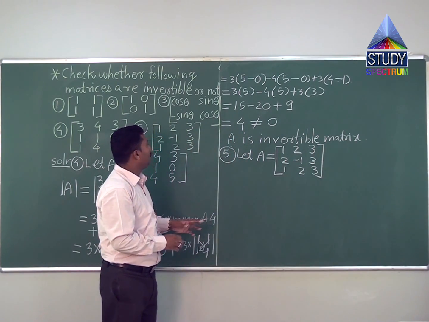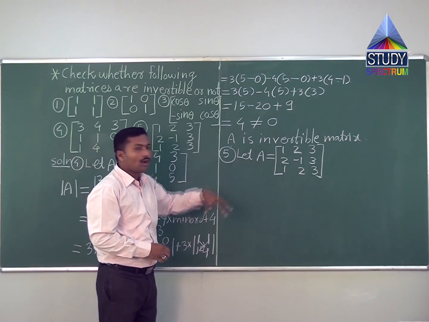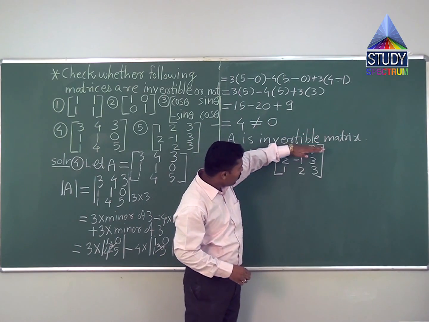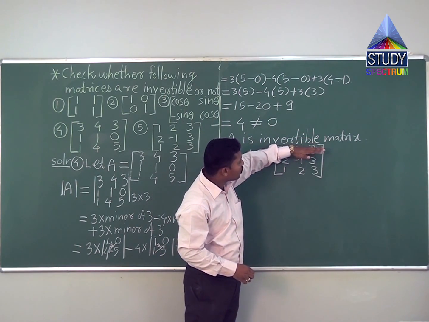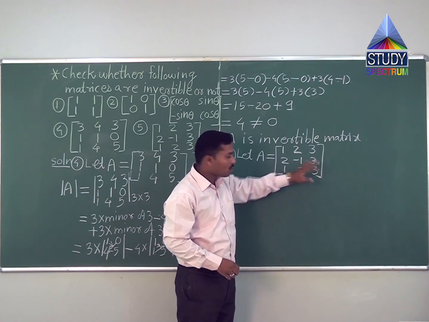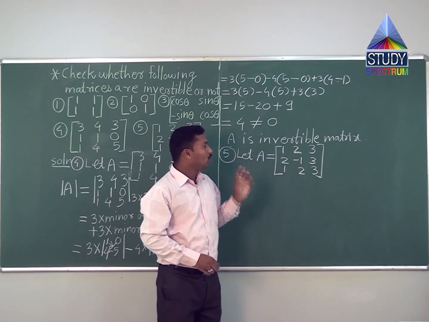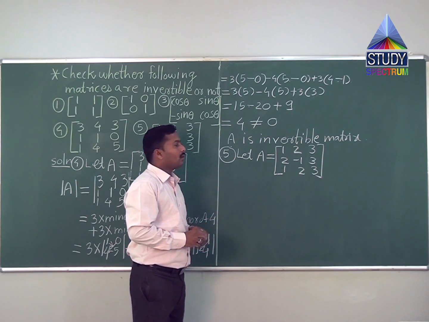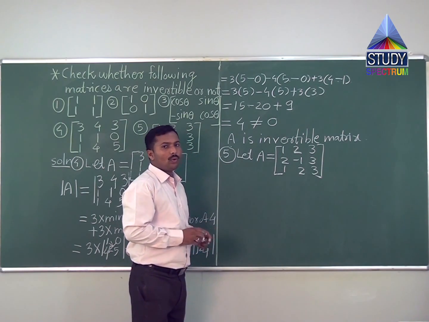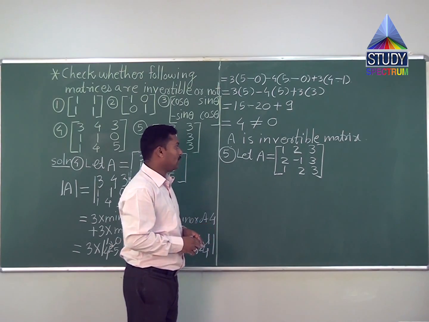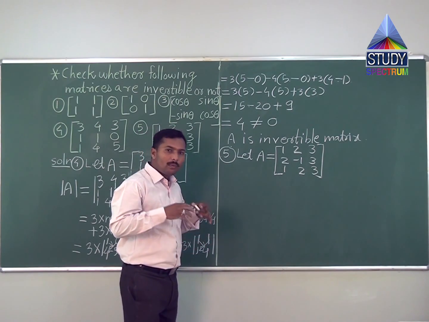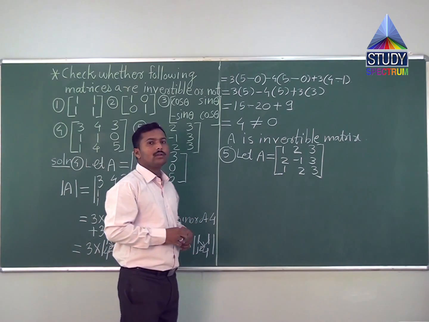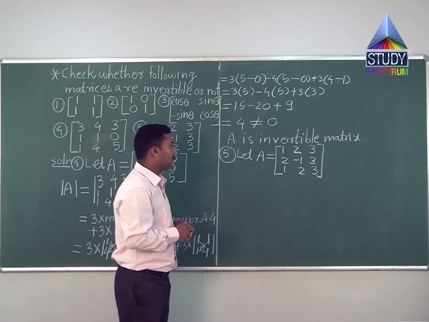Look carefully at all the rows of this matrix. This is the first row 1, 2, 3, and this is the last row, again 1, 2, 3, so two rows are the same, so the determinant of this matrix will be 0 according to the rules of determinants, but we check it anyway for our discussion.